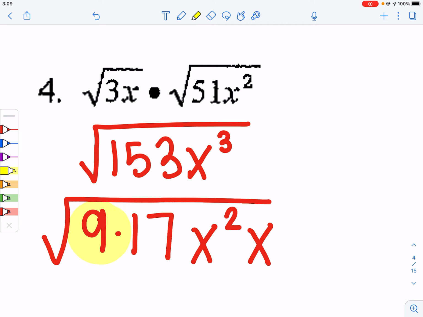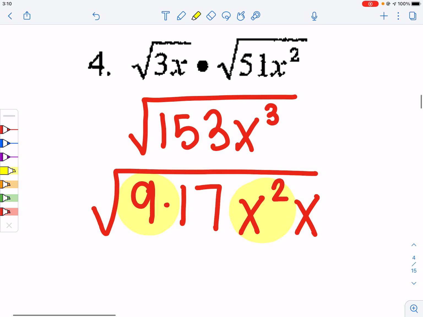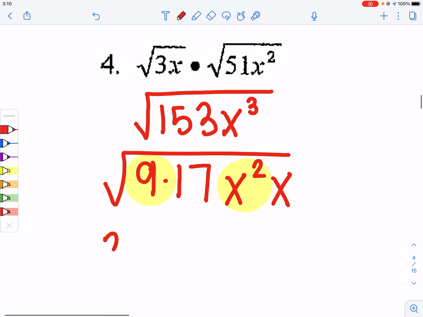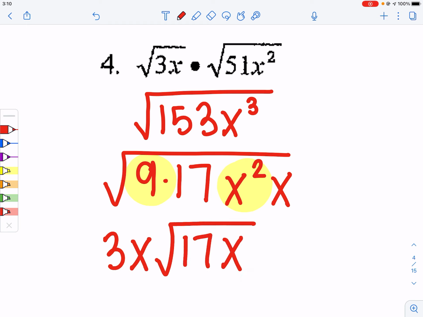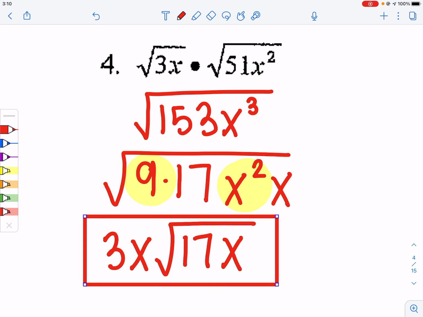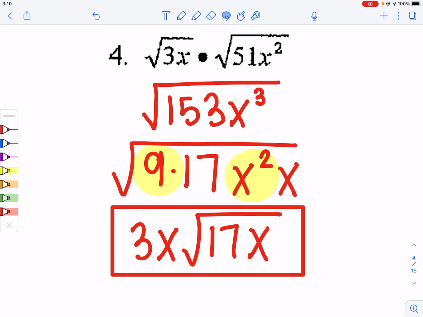So let's highlight everything that we are about to simplify, and we take the square root of 9, which gives us 3. If you take the square root of x squared, half of 2 I know is just 1, so I just have x, and then I'm left over with 17x. These two terms in there that I didn't use stay inside our square root symbol. So for number 4, there we go. There's your simplified version of that multiplication problem.